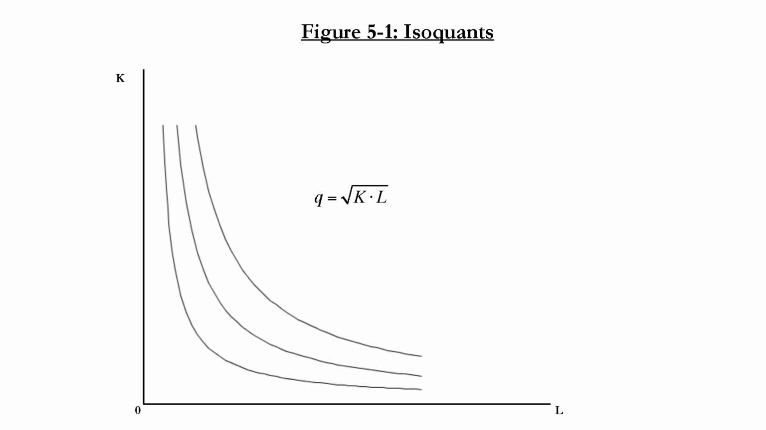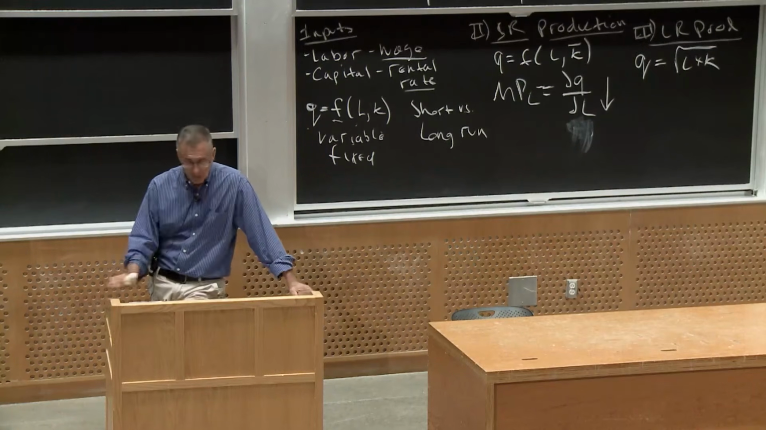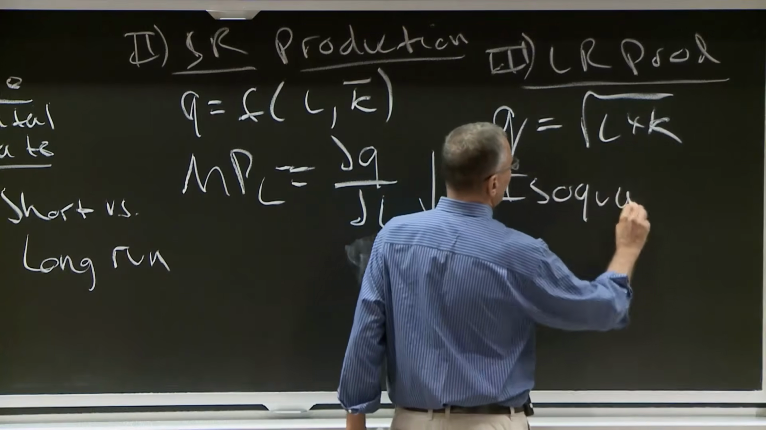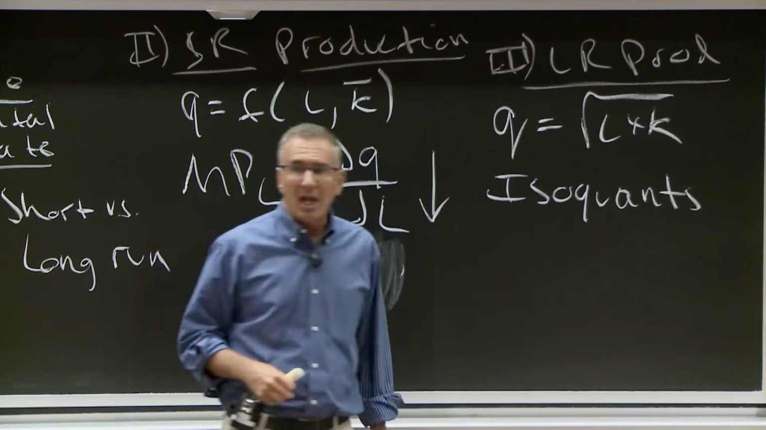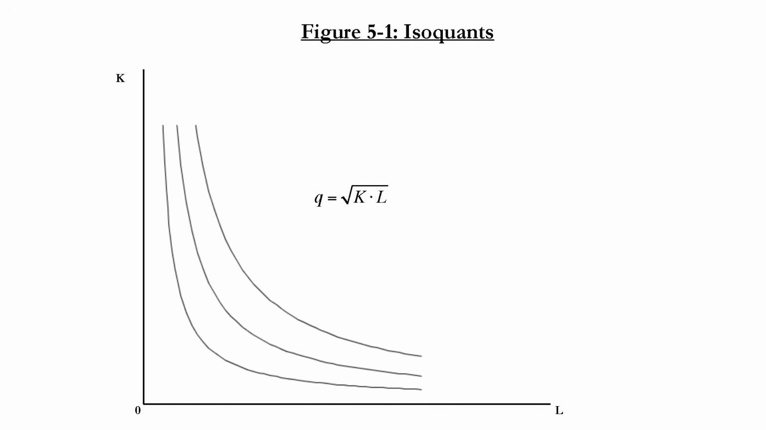This illustrates a set of combinations of K and L which deliver the same amount of Q. Look familiar? It should look familiar. These look like indifference curves. But in this context, we call them isoquants, because we like making up cool words. An isoquant is the combination of K and L that delivers the same output. So all the features of indifference curves that we liked apply to isoquants. Further out is better. They slope down. They don't cross.